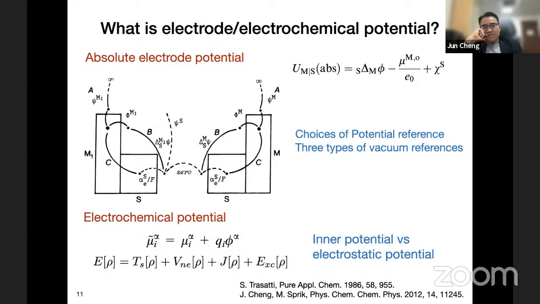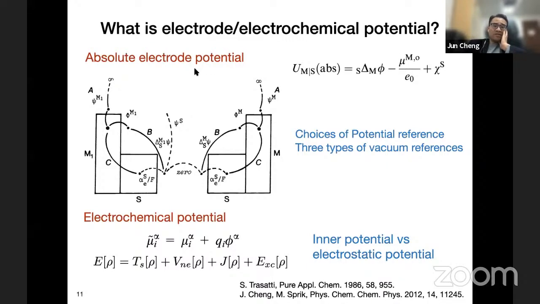So that was just a quick introduction to the energy levels in aqueous solution and the bulk semiconductors. Now, going to the interface, I want to say something about the electro potential, or the electrochemical potential in electrochemistry textbooks. In electrochemistry measurements, we measure electro potential, but very often we don't really know the absolute electro potential.